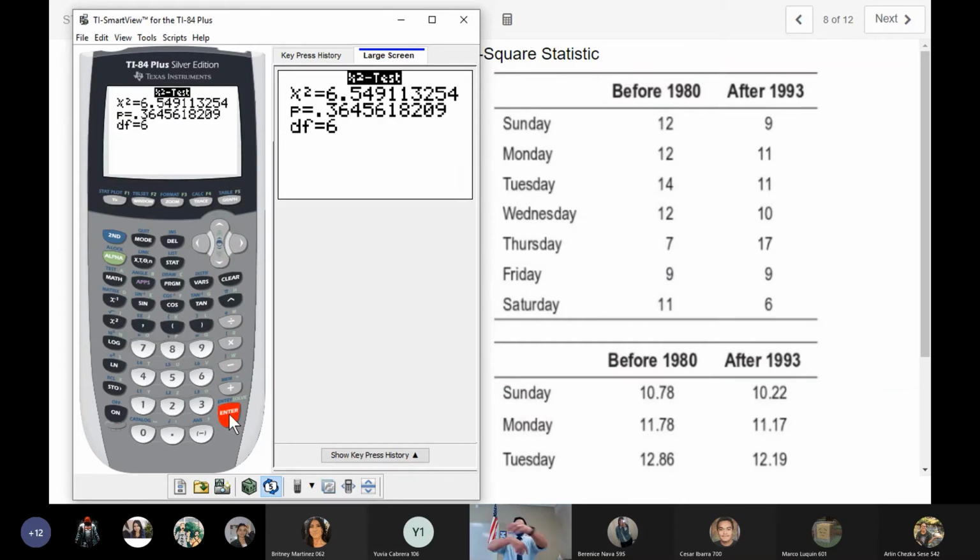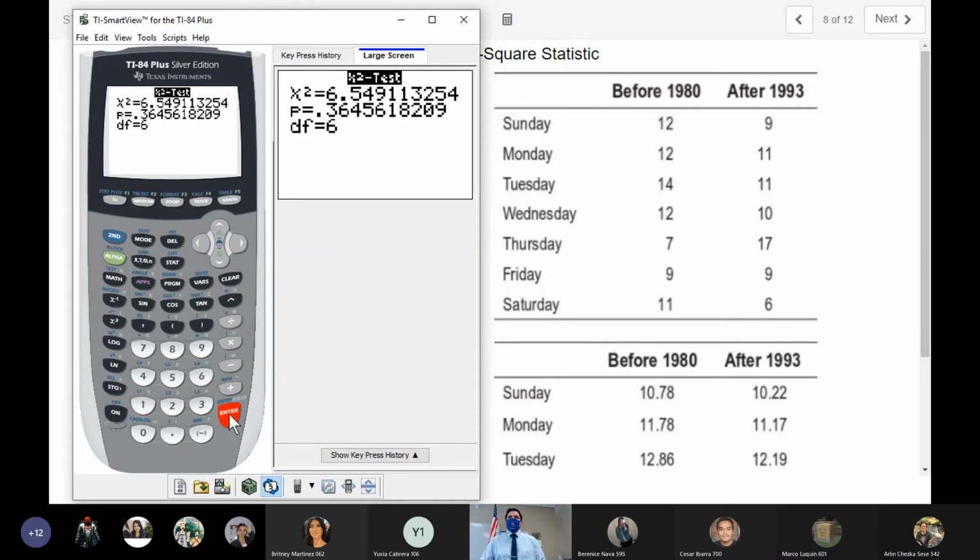And there we go. So we get chi-squared is equal to 6.549113254, and it probably goes longer than that, but that's all the calculator will show. So we round that to 6.55. We also get a p-value from this calculation of 0.3645, which would round to 0.3646 or 0.365, depending on how you round it. And we have 6 for the degrees of freedom. That makes sense because we have 7 rows, 7 minus 1 is 6, and 2 columns, 2 minus 1 is 1, 6 times 1 is 6.